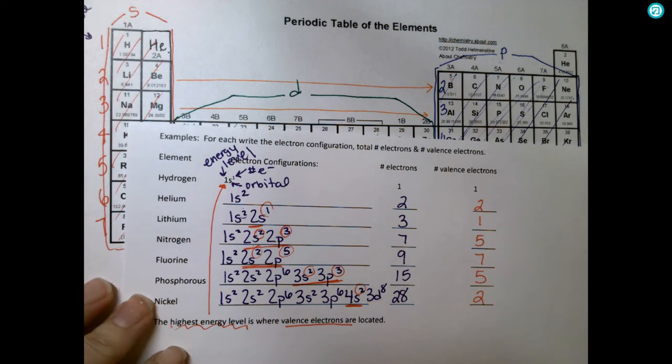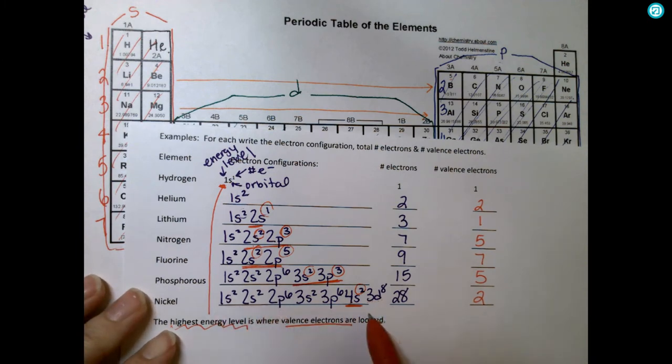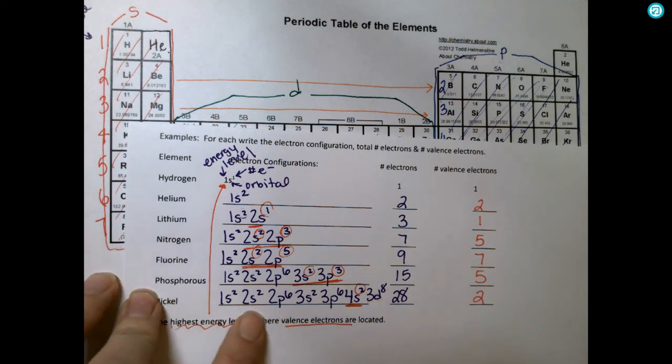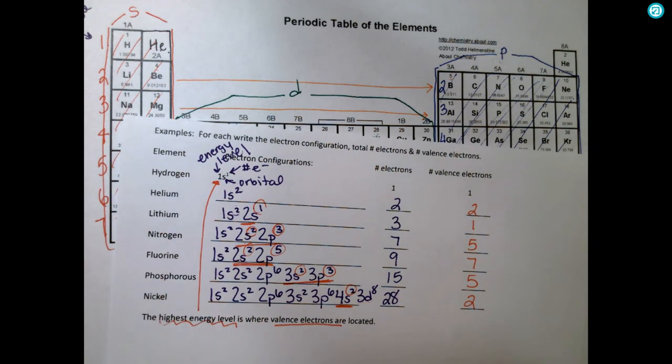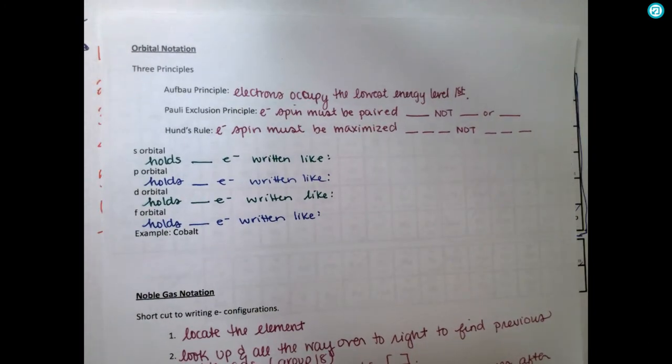What we can do next is draw a diagram that shows where our electrons are within each one of our sublevels. That is our orbital notation. Orbital notation is based on 3 different principles. We have the Aufbau principle. That principle states that electrons occupy the lowest energy level first, which we saw by electrons being in the 1s level before they were in the 2s or the 2p or the 3s.